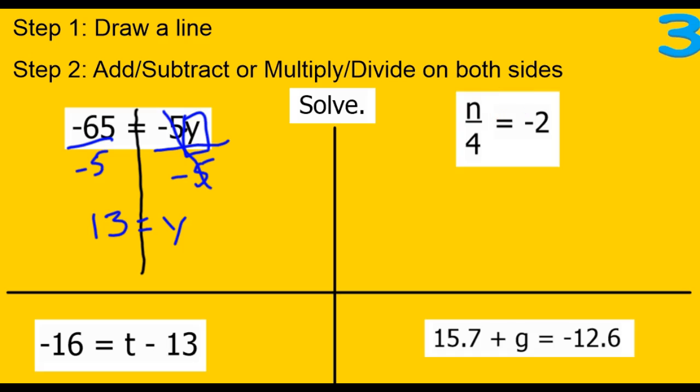Here I have a division problem. We have n divided by 4. So I'm going to draw my balance line. The opposite of division is to multiply. So I'm going to multiply by 4 on both sides to stay balanced. I get n equals negative 2 times 4. One negative and one positive gives me a negative. 2 times 4 is 8. So negative 8.